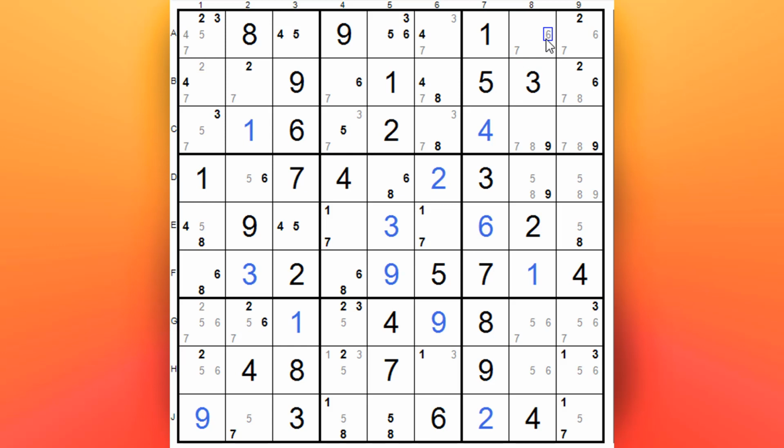That's a triple for the column, which means we can't have any other 7s, 5s or 6s. So we can get rid of that 7 there and that 5. That's right. And that gives us another conjugate pair here for the column of 8 9. Okay, just wondering what else we can pull out of the hat.